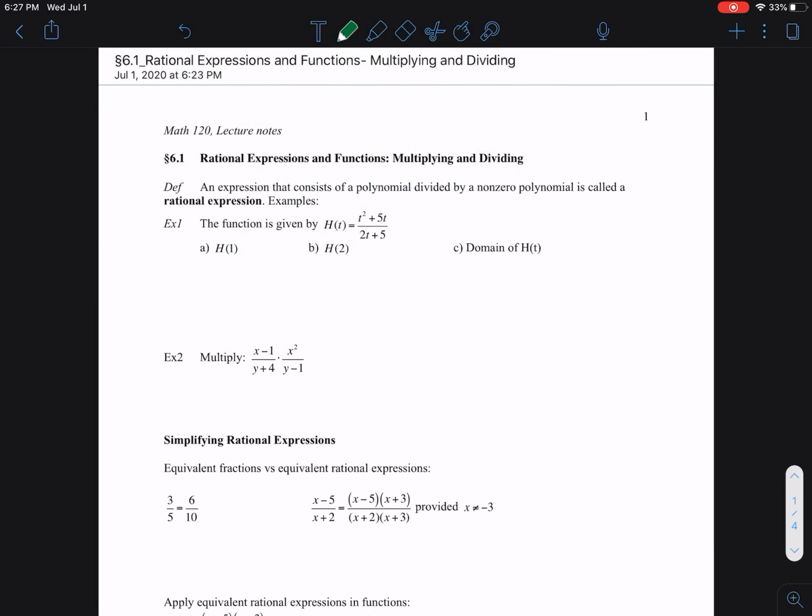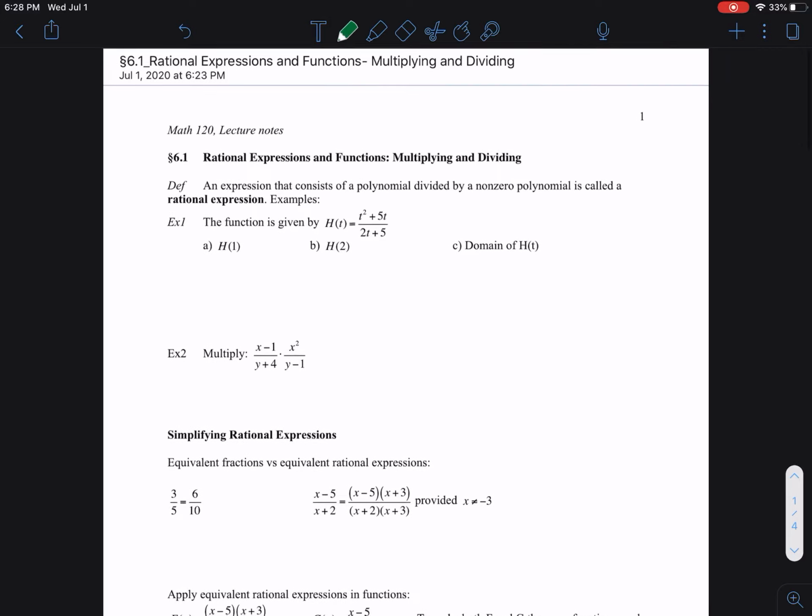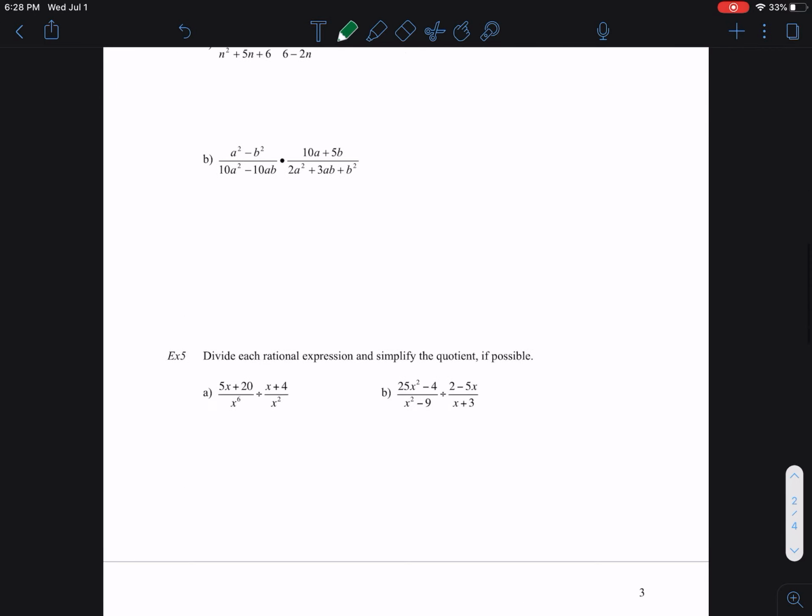Alright, welcome back guys. So we start on lesson 6.1, discussing rational expressions and functions, and then we are also going to look at how to multiply and divide rational expressions.